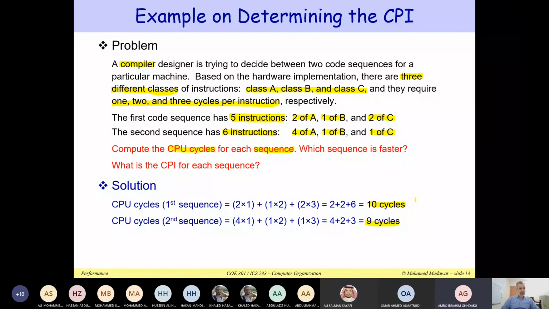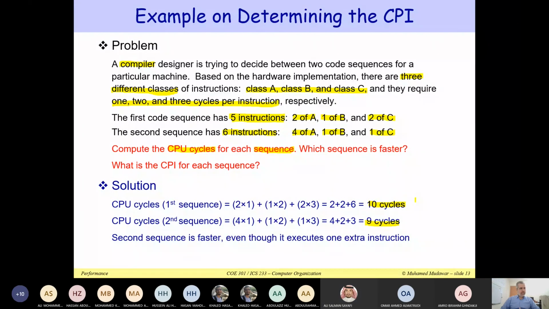Second. The second. Yes. Why? Because it has fewer cycles. Exactly. So fewer cycles, less time. Therefore, the second sequence is faster, even though it executes 1 extra instruction.